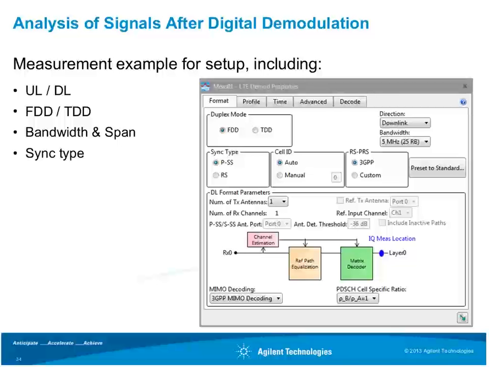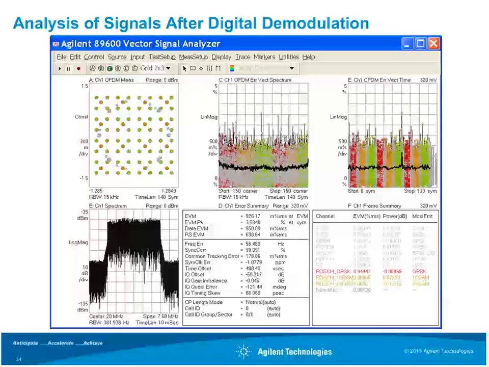Selecting the various sync types, just doing that selection itself, can serve as a form of verification. Whether we have a good sync or whether it can sync well or not is a simple level of verification test that can happen. So if we set those parameters, we can do a demodulation on the LTE signal, and we can end up getting traces or measurement views such as these.